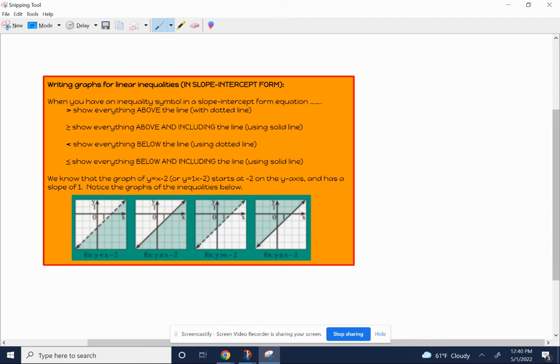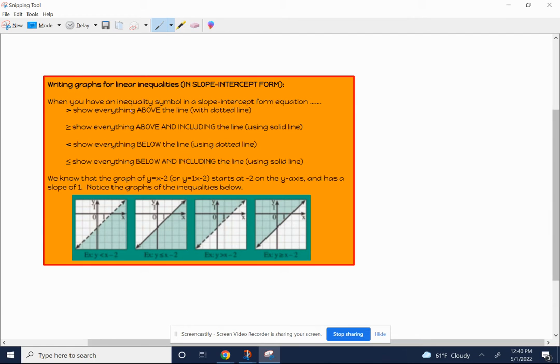If I wanted to show every number where y is greater than x minus 2, I'm going to show everything above the line and not including it, so it would be a dotted or dashed line. If I want to show everything that's greater than or equal to x minus 2, I'm going to shade everything above with a solid line.